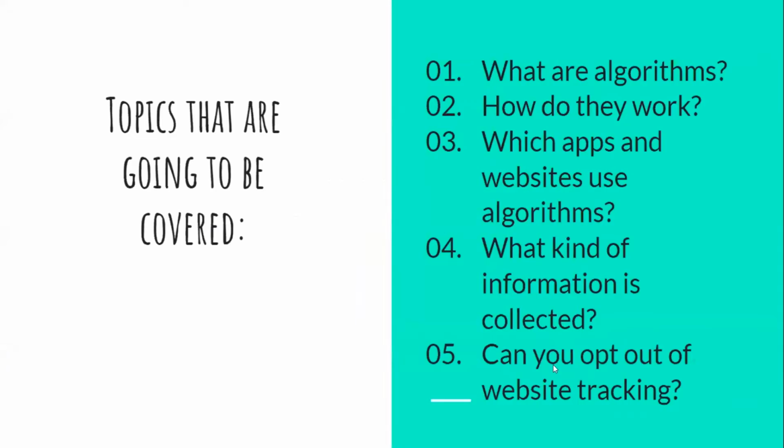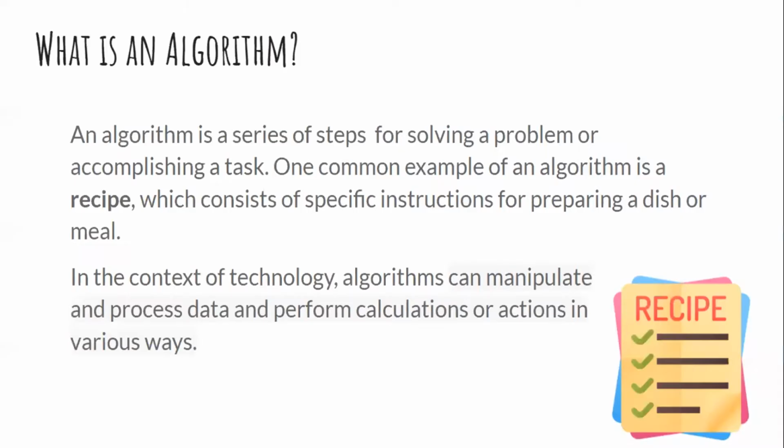So the topics that are going to be covered are: What are algorithms? How do they work? Which apps and websites use algorithms? What kind of information is collected? And can you opt out of website tracking?